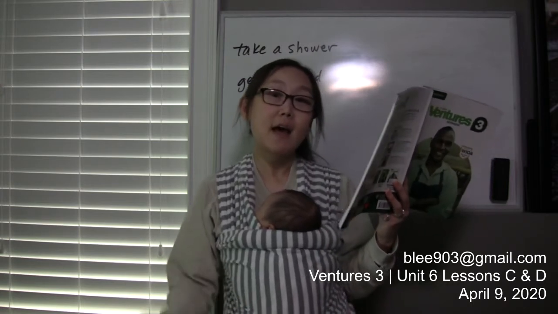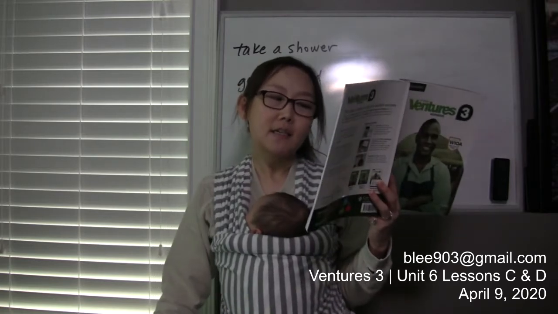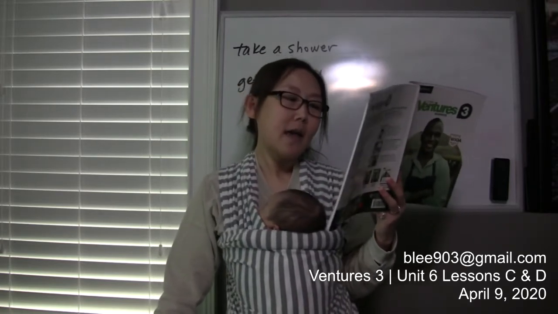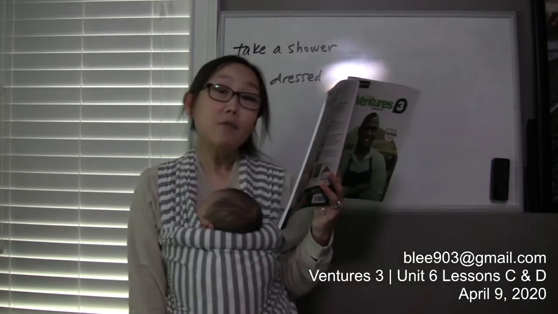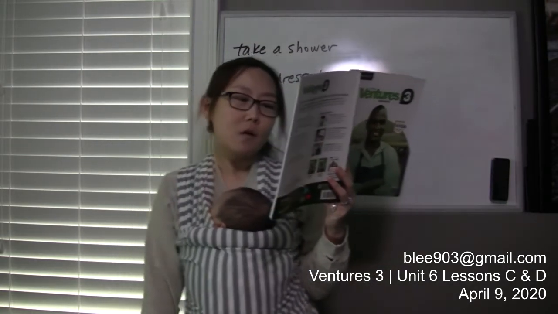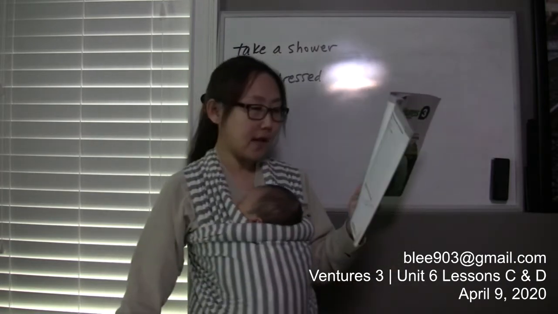Underline the activity that happens first. Circle the activity that happens second. Okay, so let's look at the example. Number 1, I watch TV after I have dinner. So as I mentioned, so actually let me write this down.